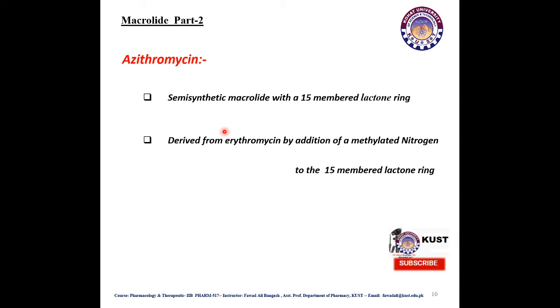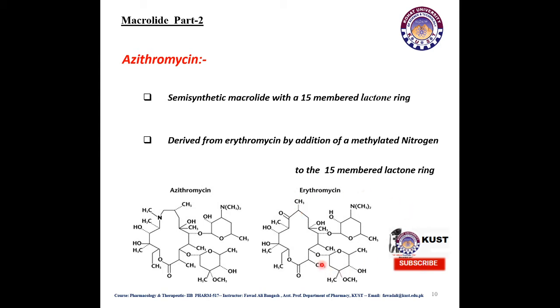It was derived by adding a methylated nitrogen to the 15-membered lactone ring. For example, this is erythromycin, and here is the methylated nitrogen addition in azithromycin. In this position, the oxygen is replaced with the methylated nitrogen. So azithromycin is derived from erythromycin by simple addition of a methylated nitrogen to the 15-member lactone ring.